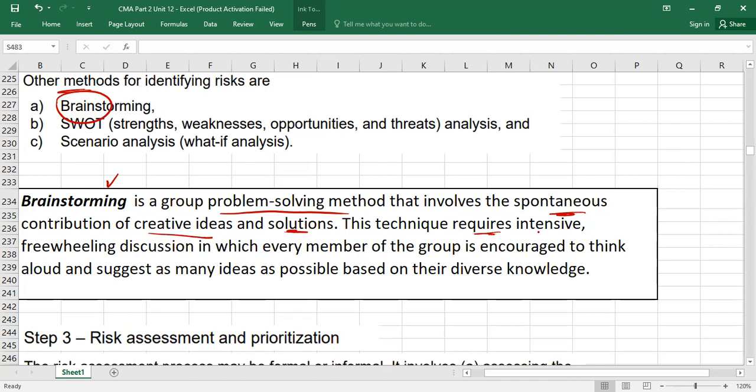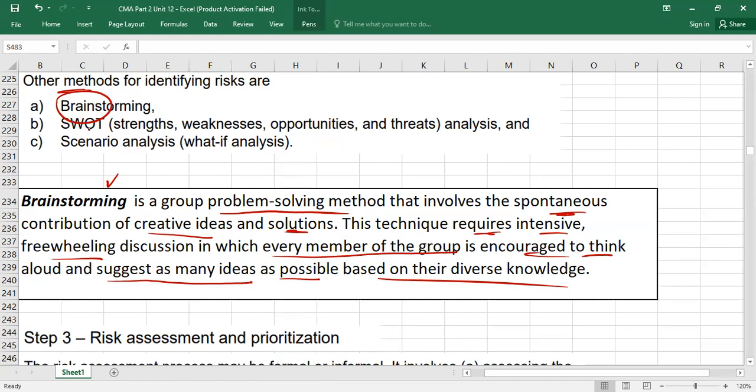This technique requires intensive freewheeling discussion in which every member of the group is encouraged to think aloud and suggest as many ideas as possible based on their diverse knowledge. This is brainstorming. And another method we can also use to identify risk.